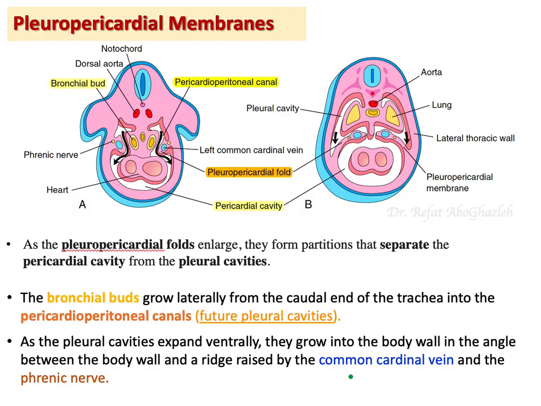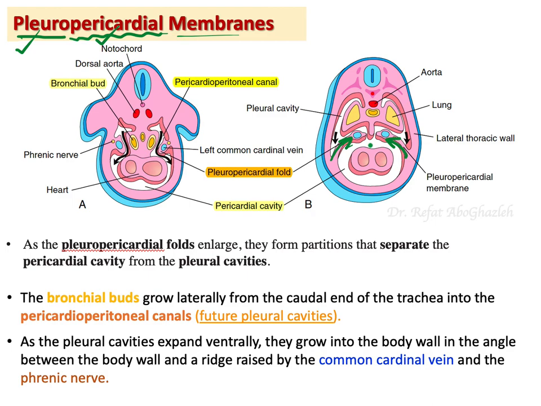So let us start with the first one, the pleuropericardial membrane. That's between the lungs and the heart, right? So this membrane, as I mentioned here, started as a fold, then becomes thinner and thinner until it becomes a membrane. So this is the pleuropericardial fold, one on the right and one on the left, and they start to grow medially, as you see here, until they meet each other.